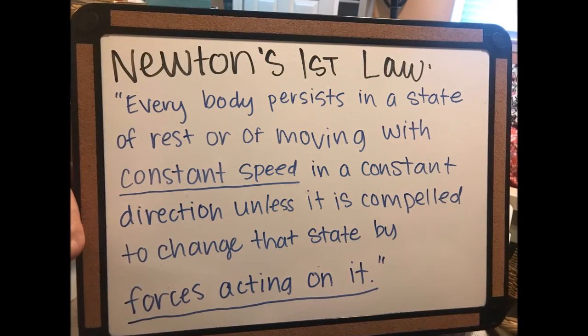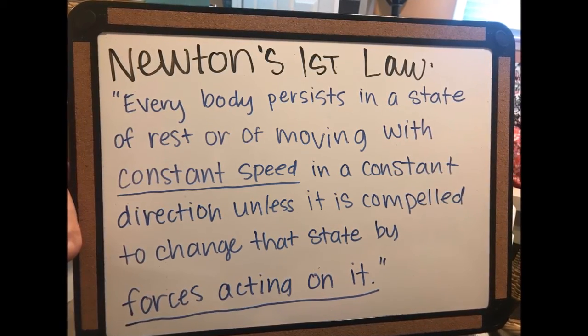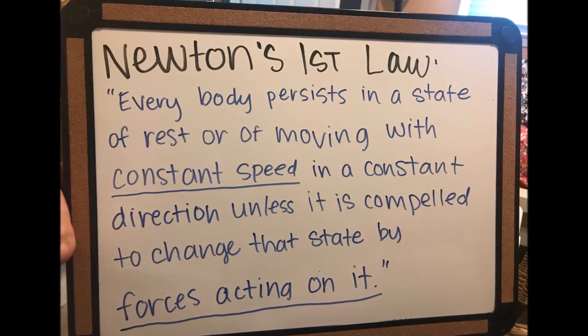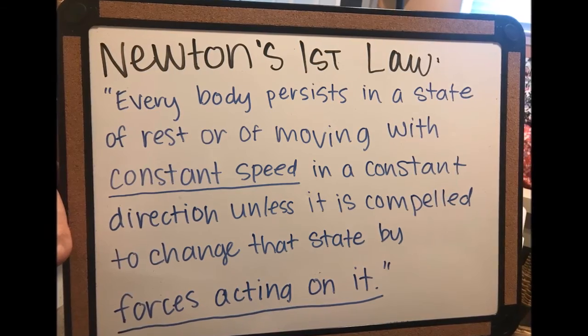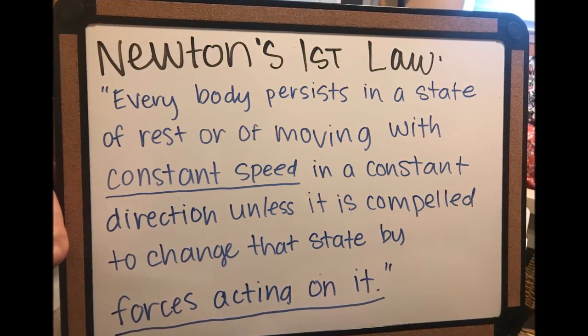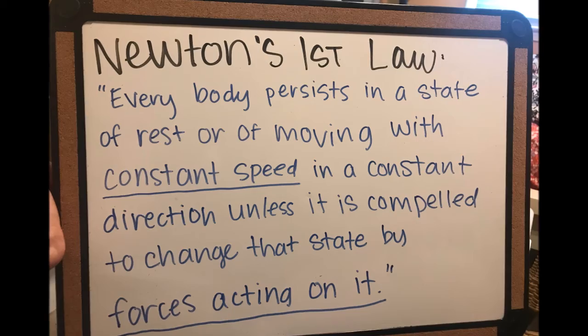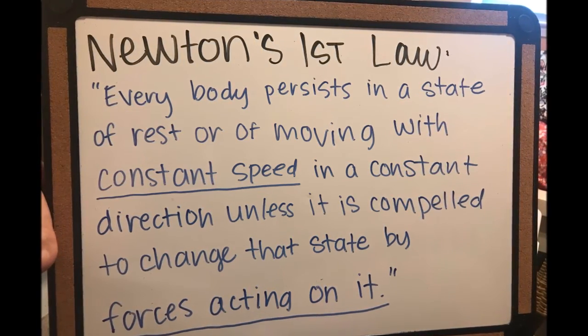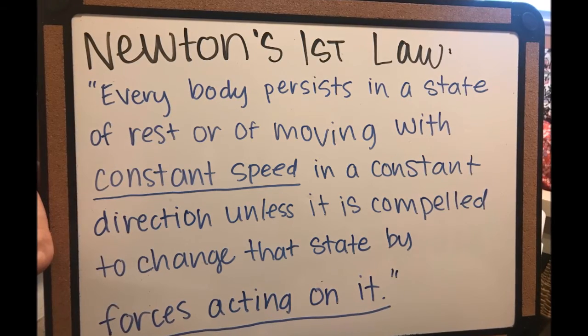Newton's first law states that every body persists in its state of rest or of moving with constant speed in a constant direction, except to the extent that it is compelled to change that state by forces acting on it. With this information, we can infer that in order for an object to have a constant velocity, the sum of the net forces acting on that object must be zero.